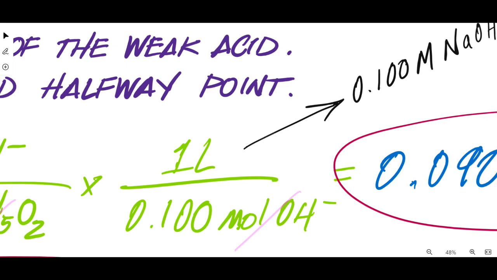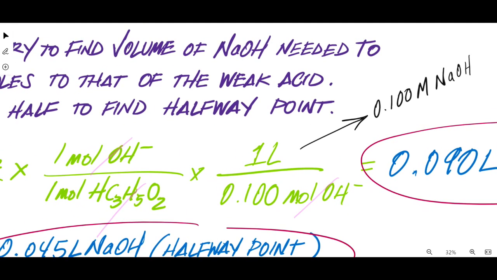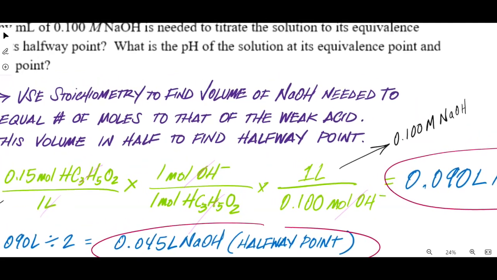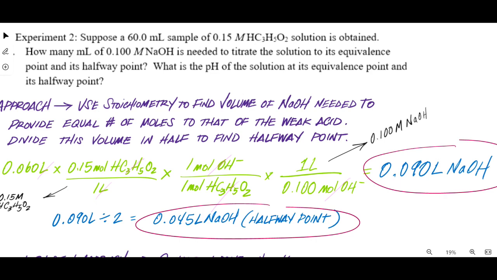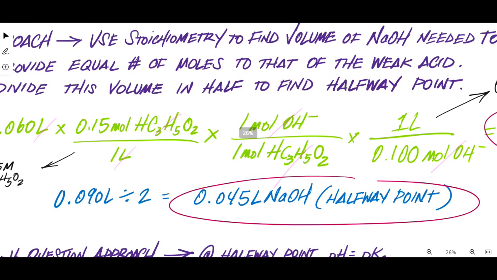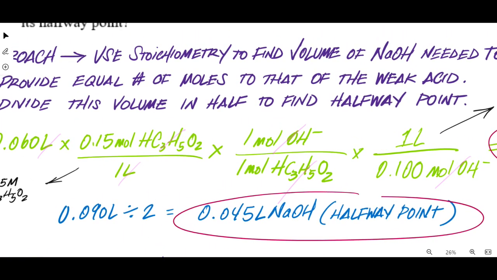So doing all this math, and I really do suggest you punch it in your calculator so you see how it all works out, I found that we have 0.090 liters of the NaOH. In other words, we need that volume of NaOH to give us the same number of moles as the moles of the weak acid at the equivalence point. Now, if I just take that number, 0.090 liters, which by the way is the same as 90 mLs, and divide that by 2, that's the volume to get to the halfway point, 0.045 liters of sodium hydroxide.